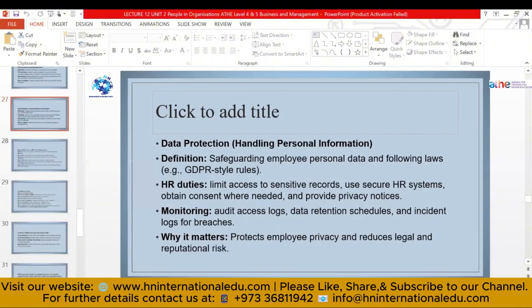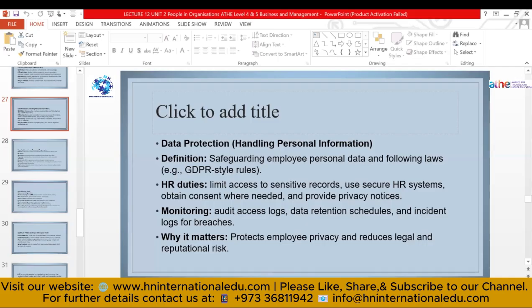Data protection, the GDPR Act. This is according to country, and for Saudi, we have PDPL. Okay, safeguarding the employee personal data and following laws. And in the other countries, we have GDPR. HR duties: limit the access to sensitive records, use secure HR systems, obtain consent where needed, and provide privacy notices. That is, we're asking them again and again at every step. Monitoring: audit access logs, data retention schedules, and incident logs for the breaches. Sometimes your personal data also leaks, which is not a good thing.